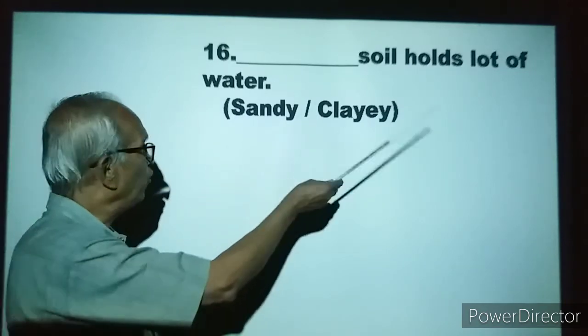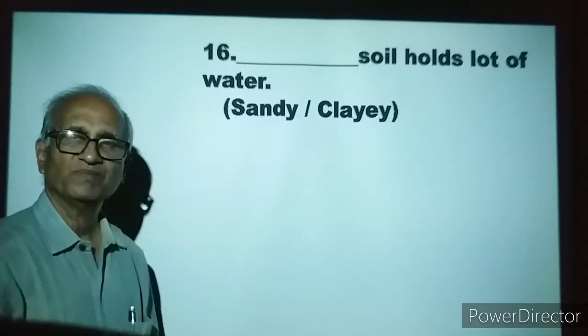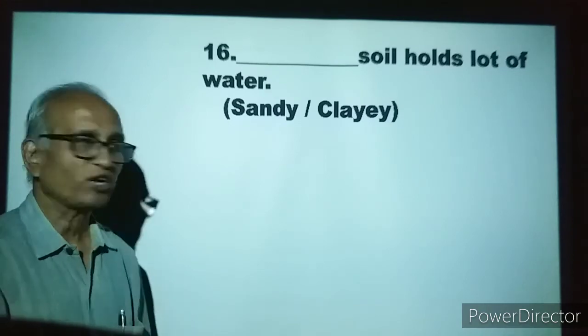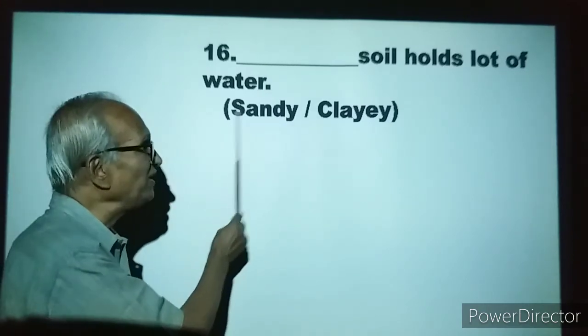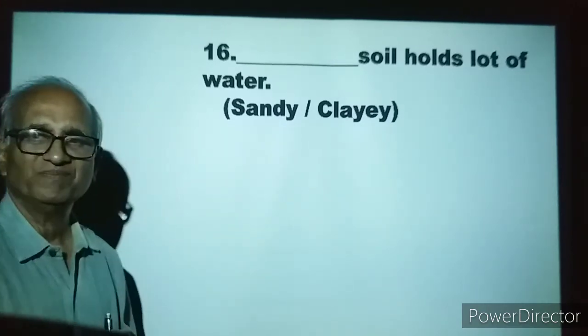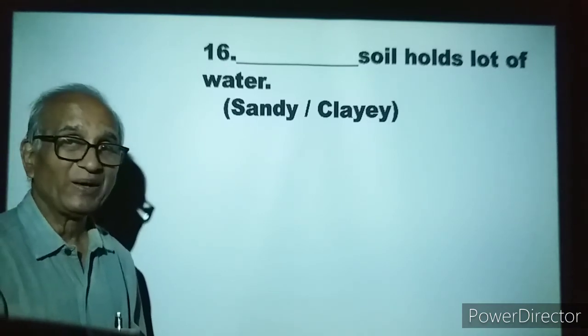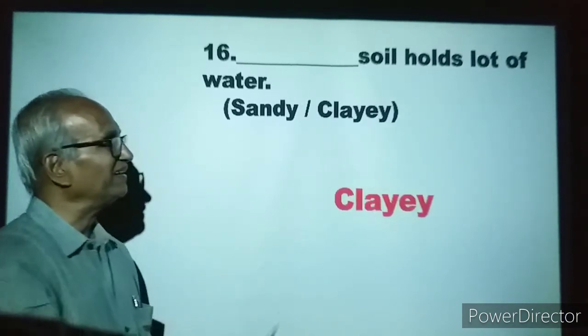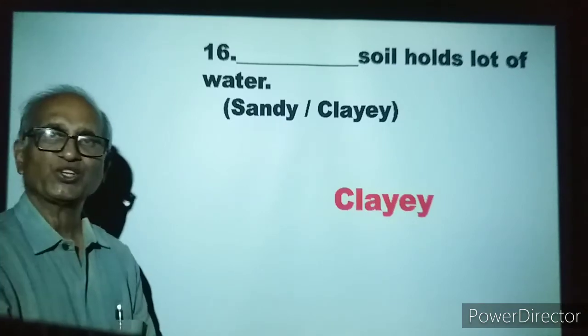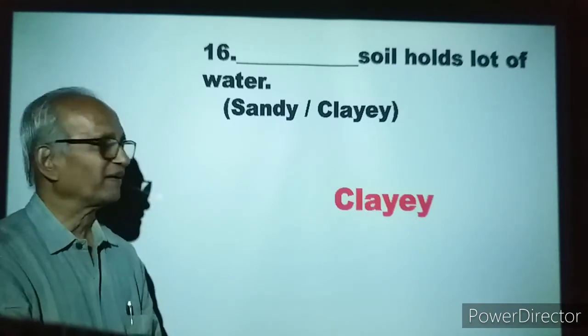Dash soil holds a lot of water. Which soil holds a lot of water? Sandy soil or clayey soil? You know well now. It is clayey soil. Clayey soil holds a lot of water.